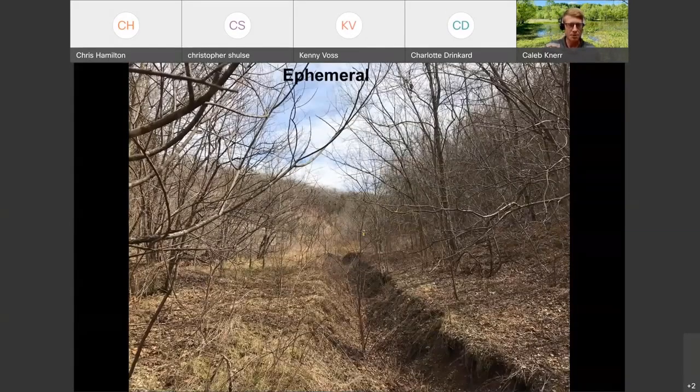First of all, ephemeral streams. You can see that there's no ordinary high water, but there is a bed and a bank on this one, and this is McDonald County, I-49.